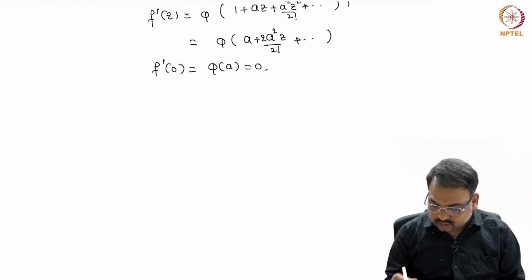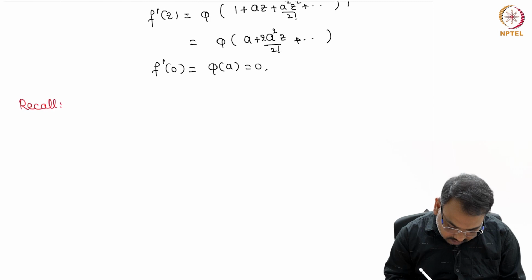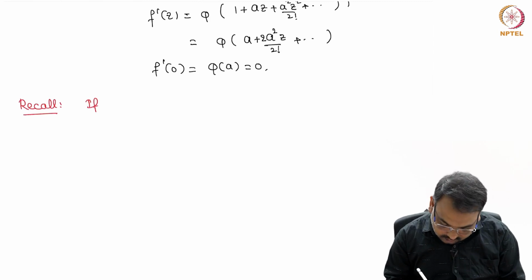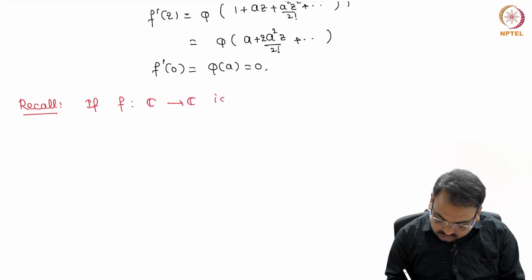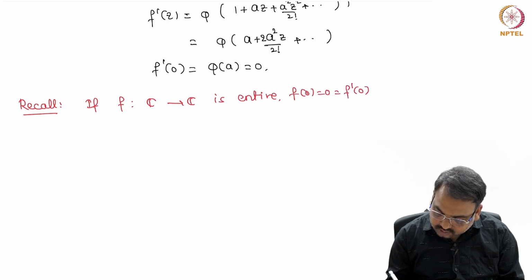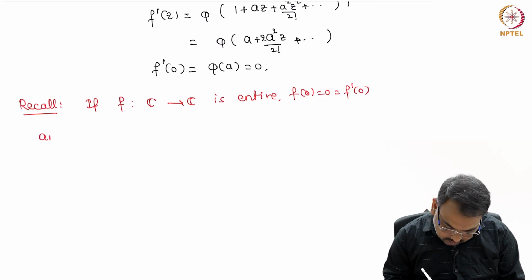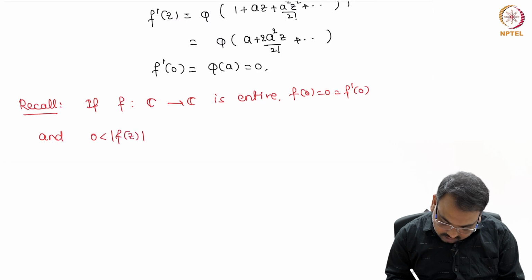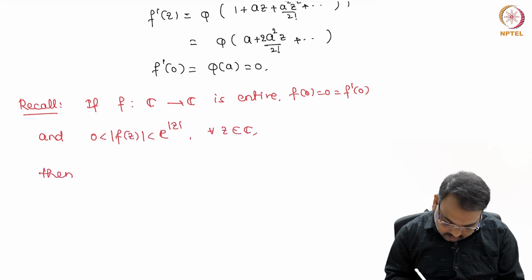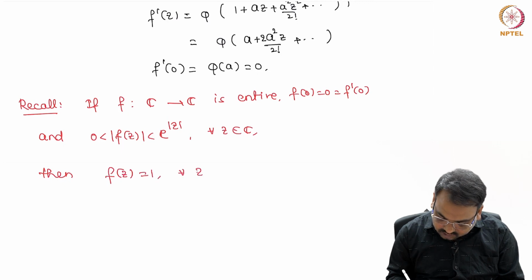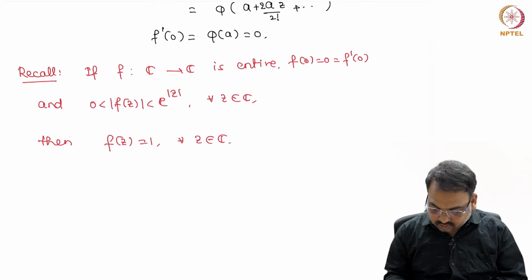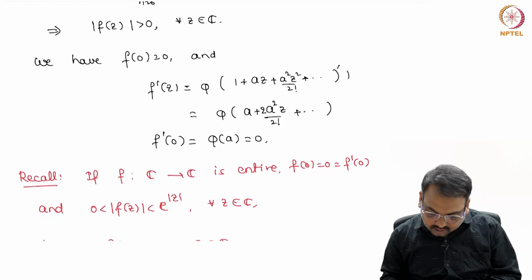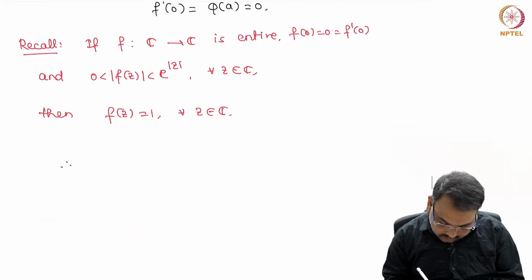Okay. So now we use a well-known result from complex analysis. If f from C to C is entire, f of 0 is 0, that is f dash at 0 is 0, and 0 less than mod f of z is strictly less than e power mod z for every z in C, then we can conclude that f of z equal to 1 for every z in C. Okay. Now using this result, we can conclude that f of z equal to 1 for every z in C.